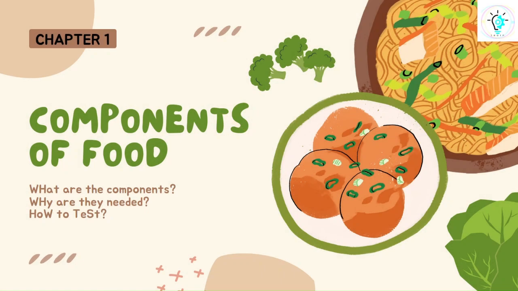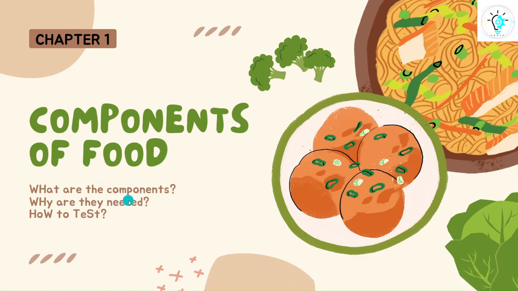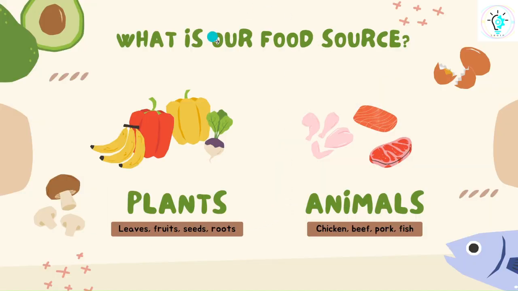Students, and welcome to the first chapter, that is components of food. In this chapter we will deal with what are the components of food, we will learn why they are needed, and we will learn how to test some of the components known as nutrients that is present in our food. Let us begin. First, we have to know what is the source of our food, that is the origin, from where our food comes from.